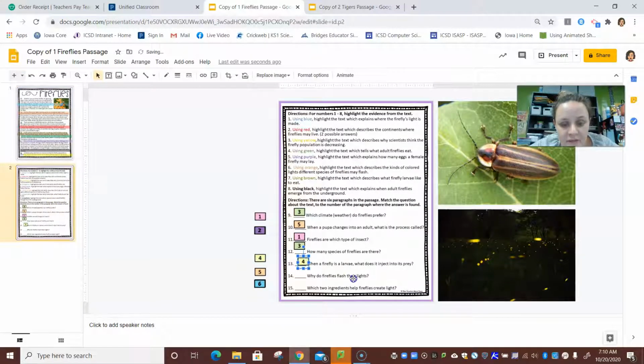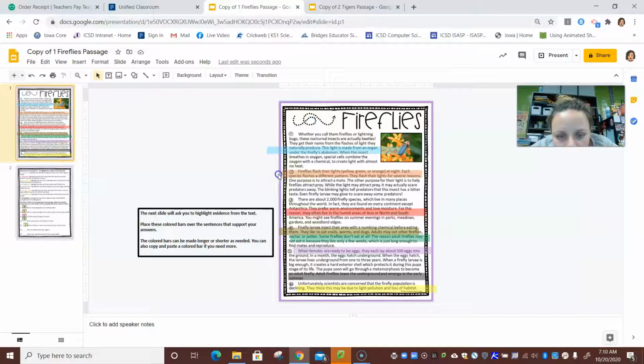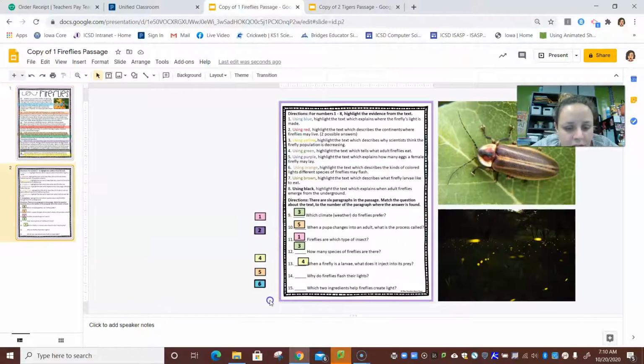Why do fireflies flash their lights? I remember one reason: to attract a mate and to catch prey and to keep predators away. So let's see. That's right there in paragraph 2, all that fun information.